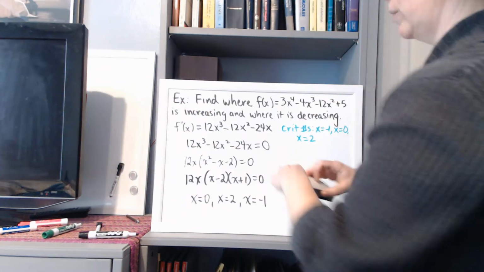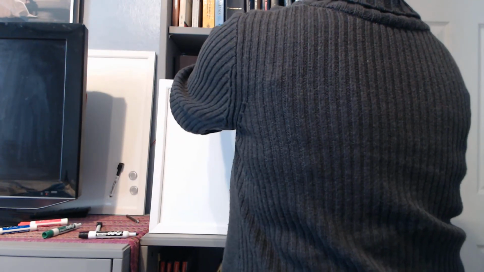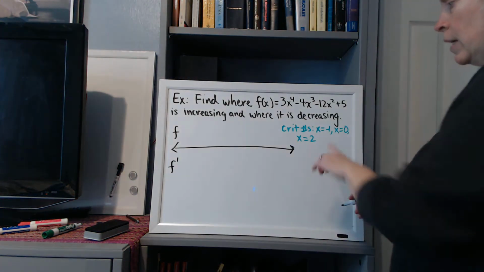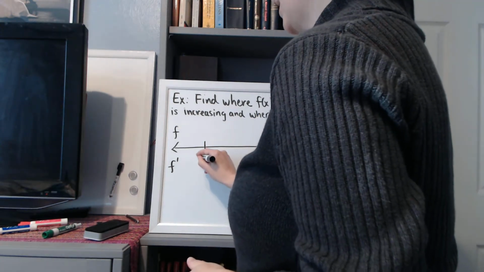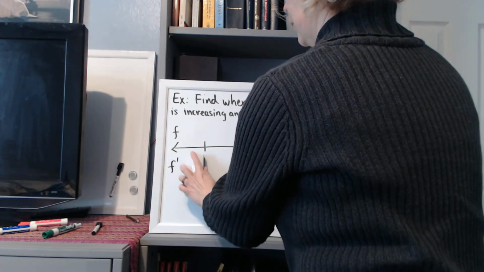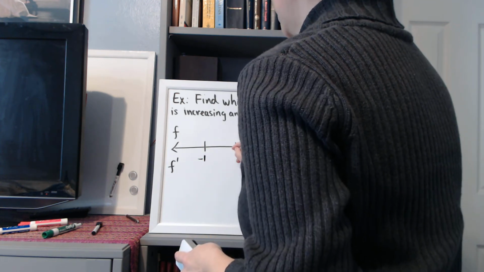All right. And now I'm going to erase, so we have a little more space to work. Now what we're going to do is use those numbers to break up the number line. I'm going to label my number line with f prime below and f above, like so. And then I'm going to mark x equals negative 1, x equals 0, and x equals 2 on the number line. It doesn't matter if this is actually proportionally correct. You just have to put the marks on there.